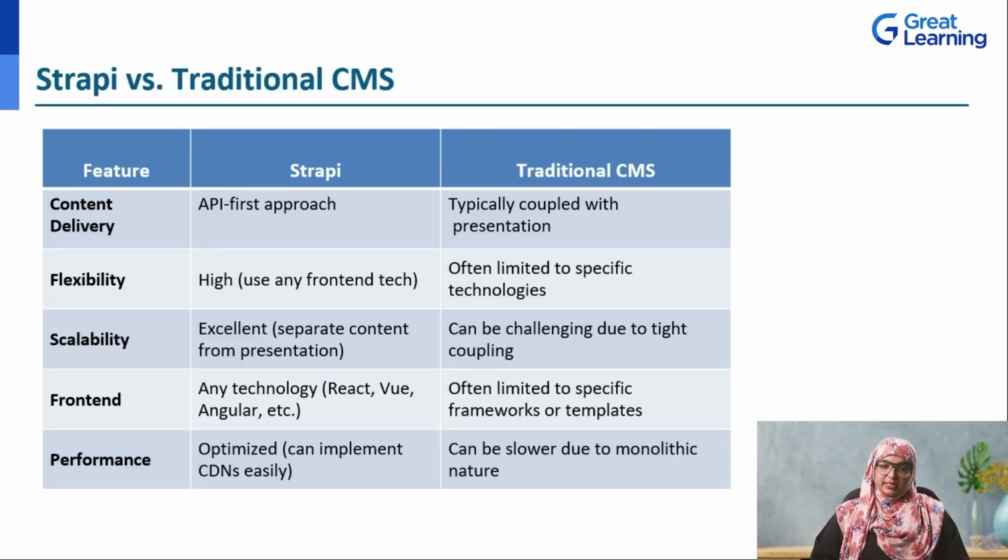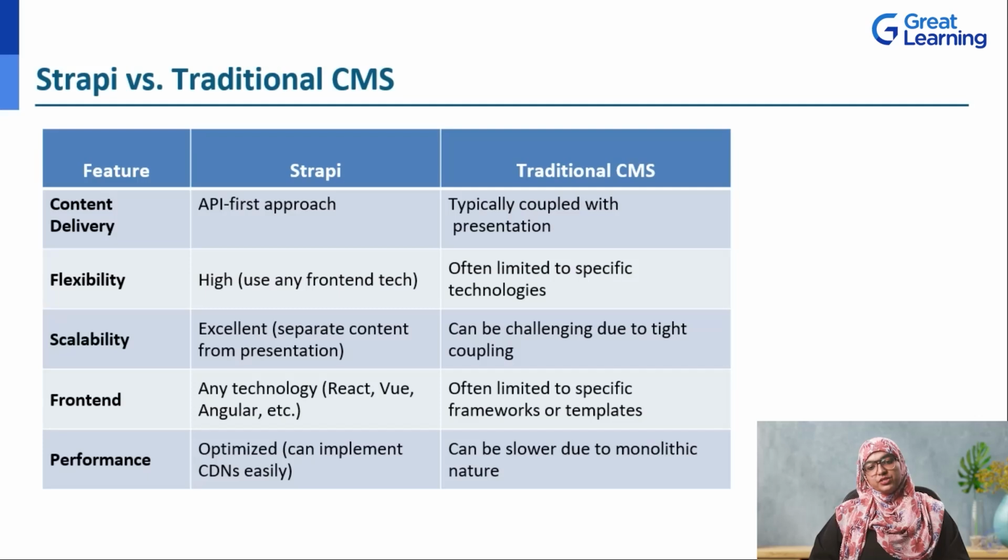And then we also saw that your Strapi is highly scalable, right? Since there is a separation between the content and your presentation, the scalability is very high for your Strapi, but for your traditional CMS, it is challenging because of its tight coupling between your content and your presentation, right? And then front end, any technology, like you have your React, Vue, Angular, you will be able to use any of your front end technologies.